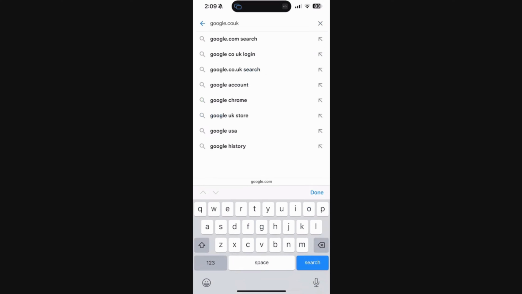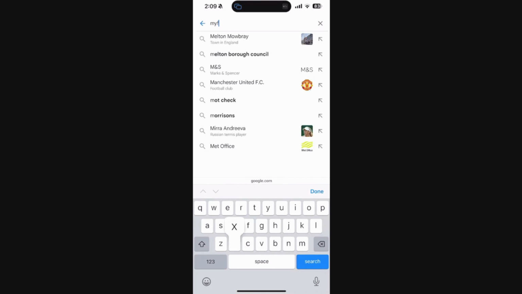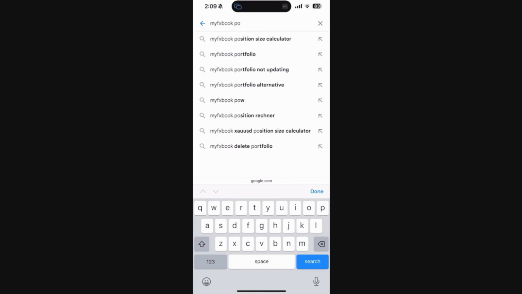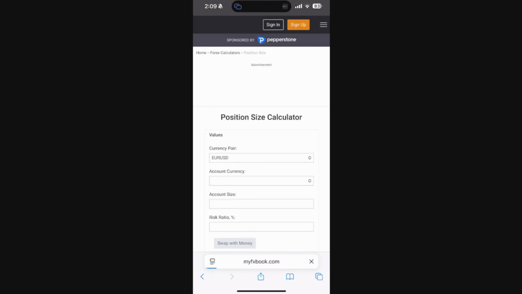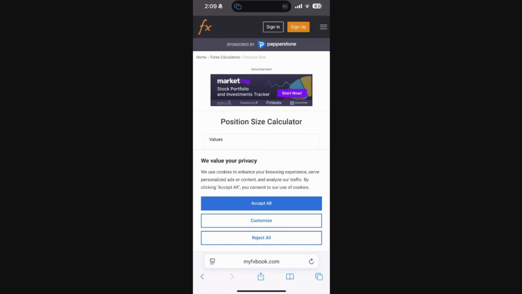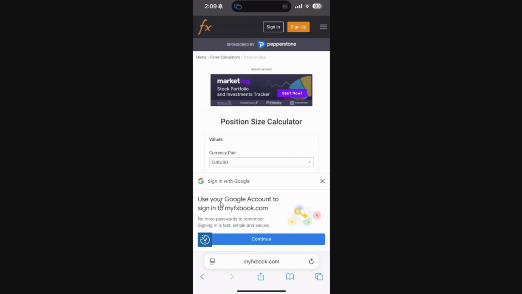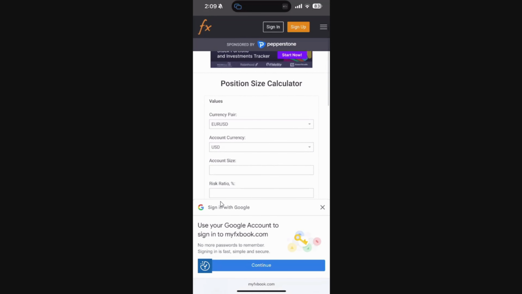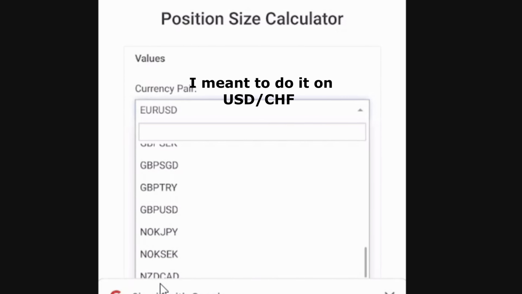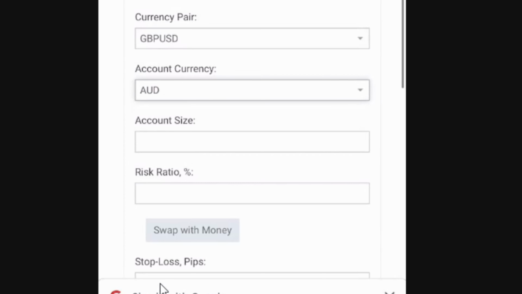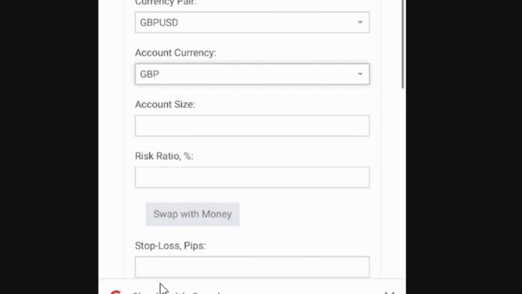What you can do is go to my FX book position size calculator, and you can actually save this on your mobile phone, which is quite good. So as I was saying, you can save this as a favorite. Let's just imagine GBPUSD. So I'm taking a trade on GBPUSD. My account currency is obviously GBP, pound.